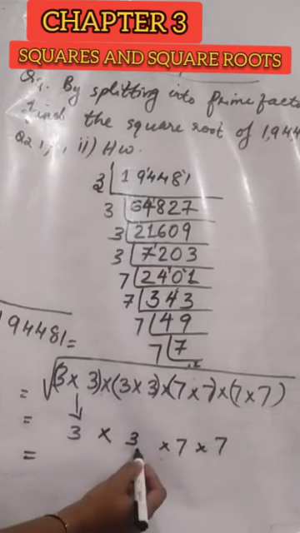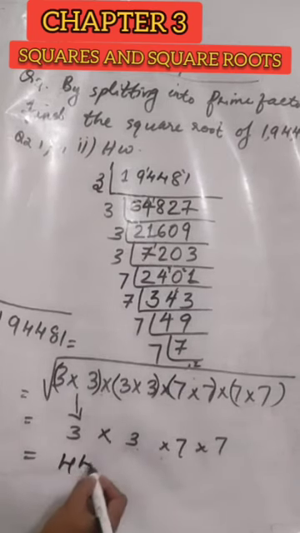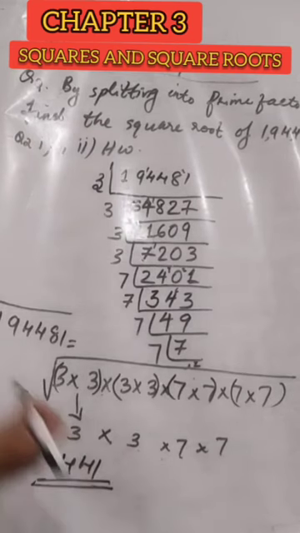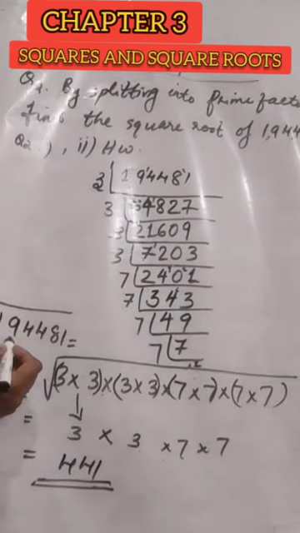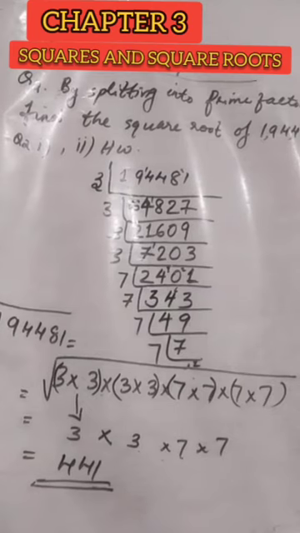3 3s are 9, or 3 7s are 21. 21 into 21 is 441. This is the square root of 1,94,481. Okay, this is the method we follow this year: only the prime factorization method to find the square root of a perfect square number.